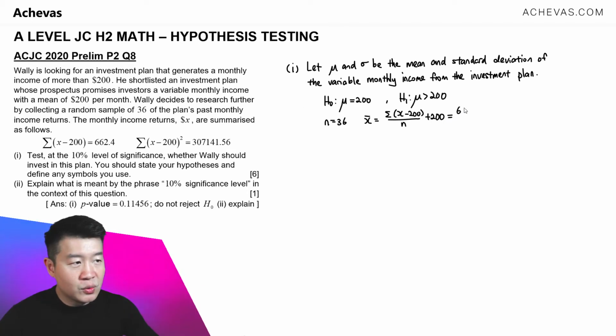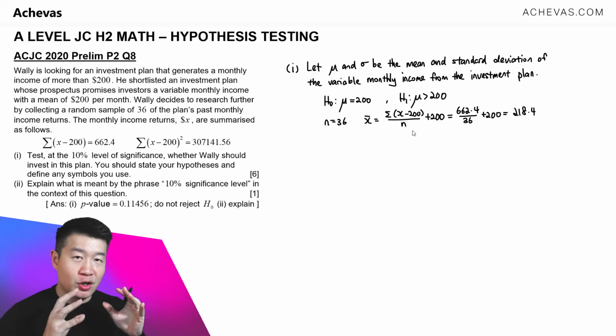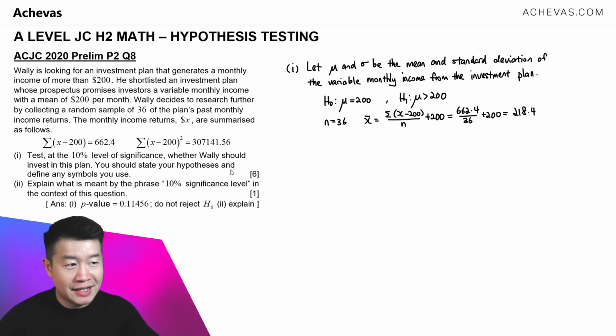And this is equal to 662.4 divided by 36 plus 200. So the sample mean is equal to 218.4. We will be needing the population variance, but the question didn't actually give us this population variance. So what we need to do is an unbiased estimate of the population variance in order for us to construct our test statistic. So let's find this unbiased estimate for the population variance first.